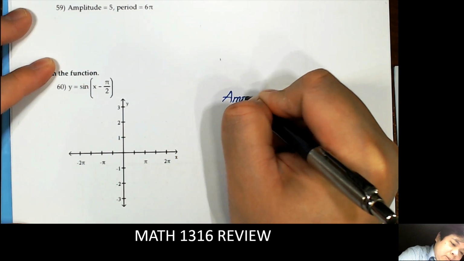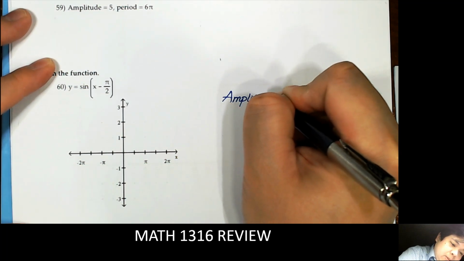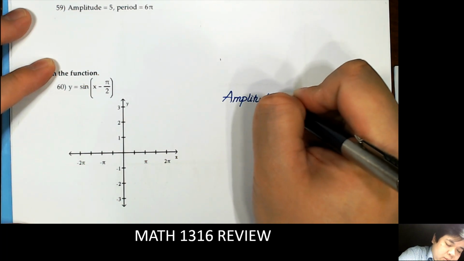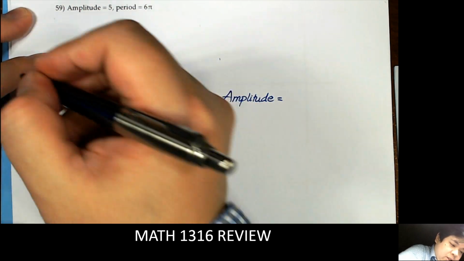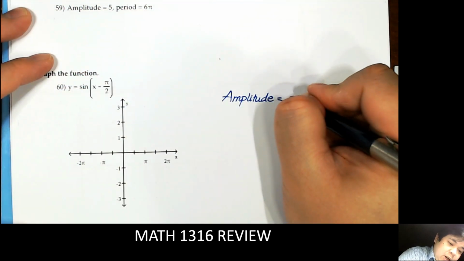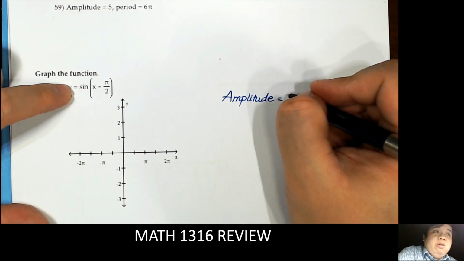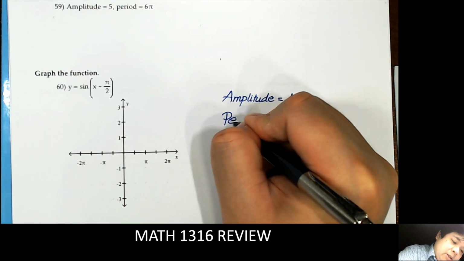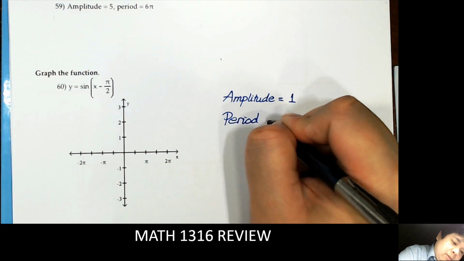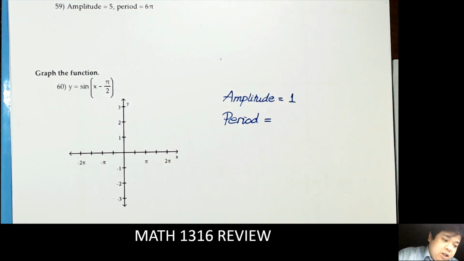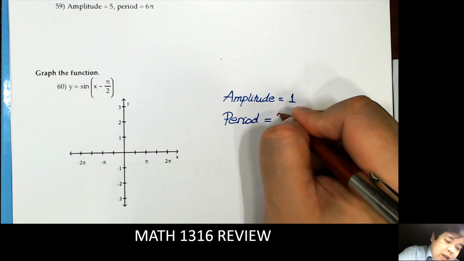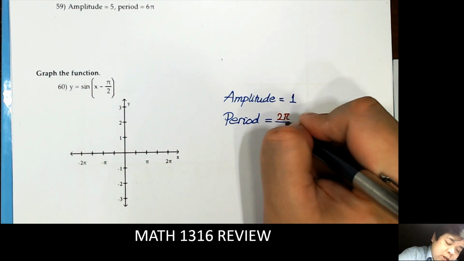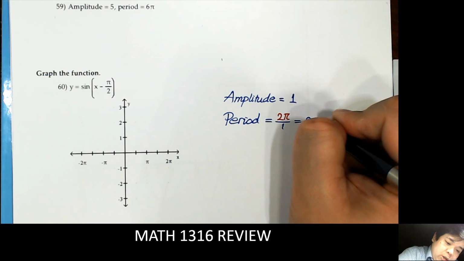Amplitude, which is 1 because the coefficient of x here, the number in front of sine, is just 1, so that's the amplitude. Period. By default it is 2 pi, and the coefficient of x is 1, so 2 pi divided by 1 is going to be 2 pi.